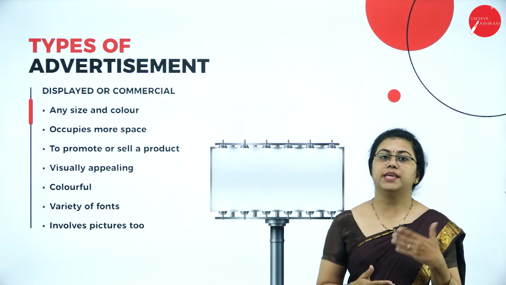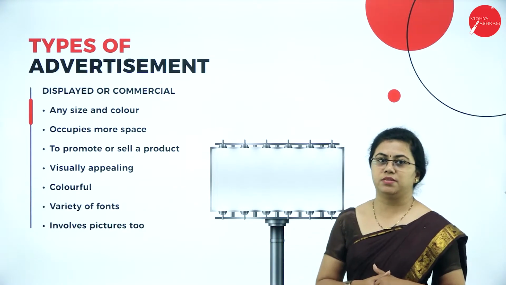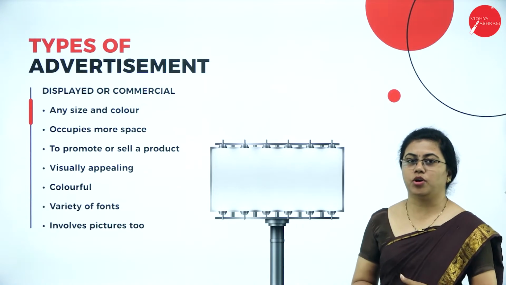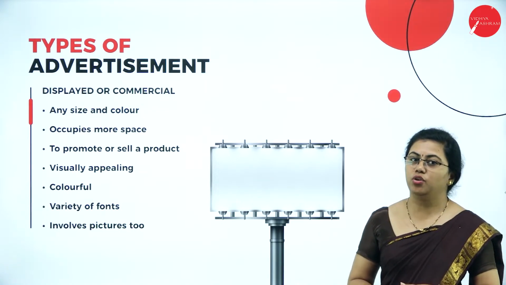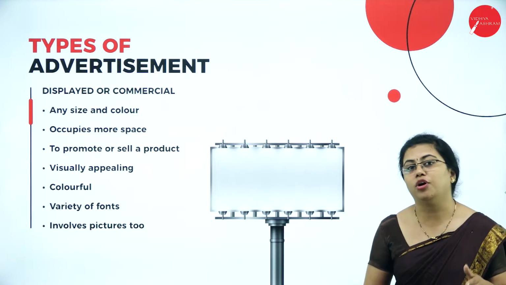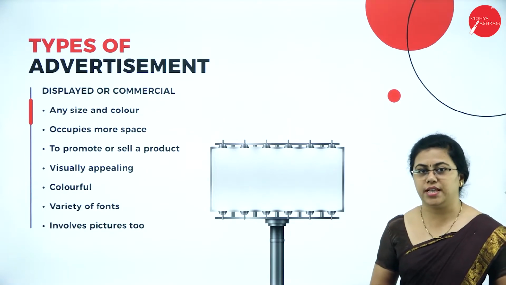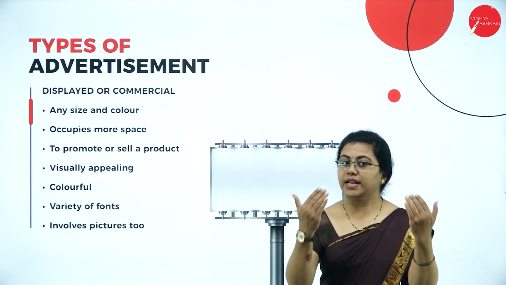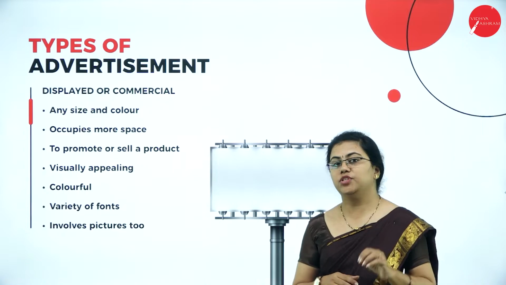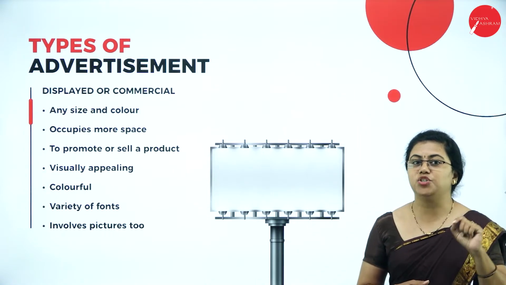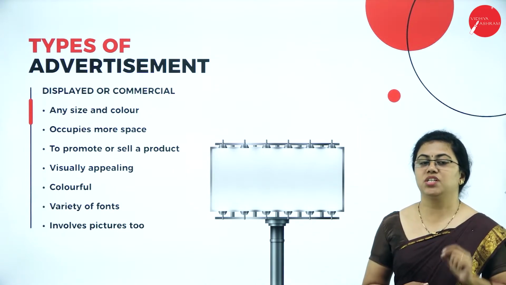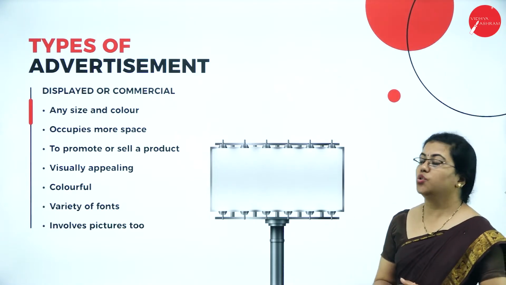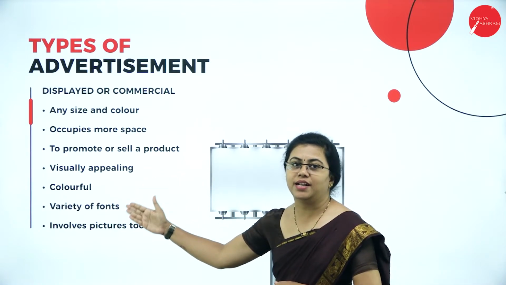Then to promote or sell a product, we create such advertisements. In order to introduce a new product, in order to promote that product or to increase the sales, we use this display type of advertisement, or you can also call it commercial advertisement. So this is actually visually appealing. As soon as you see that, it speaks lot of things. As soon as you see that, you feel that yes, we need to buy this product. We need to go check on this product. So all this happens as soon as you see this. So it has to be visually appealing. That means it has to be colorful.